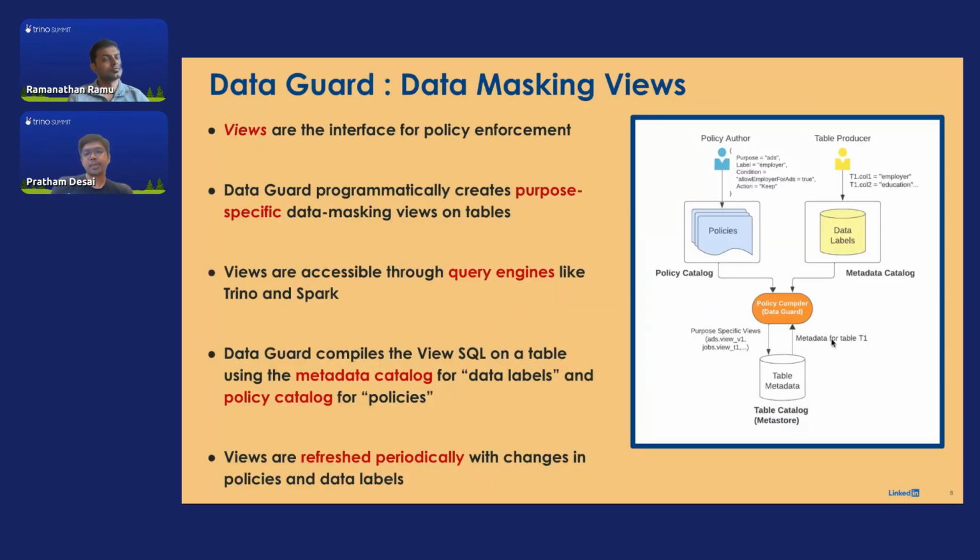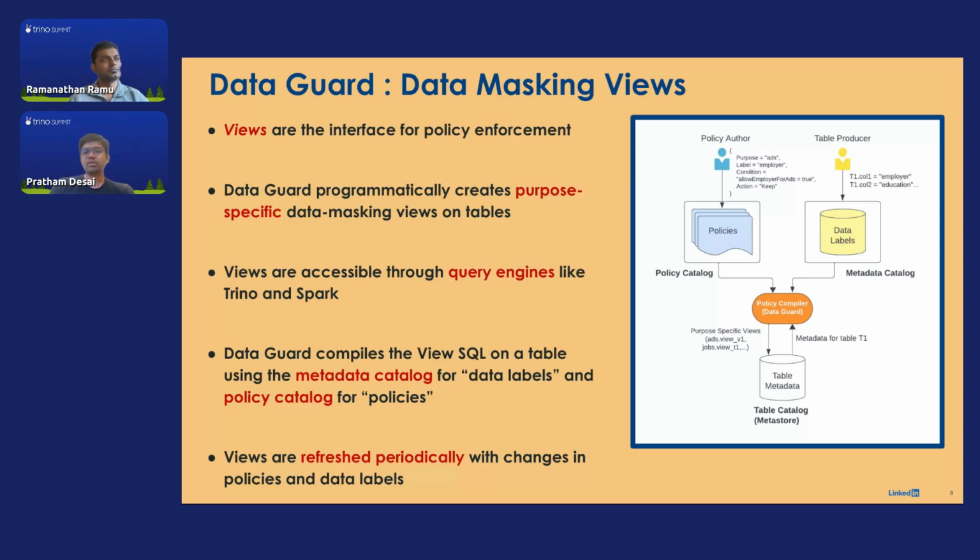So essentially, DataGuard uses the interface of data masking views for policy enforcement. Behind the scenes, it creates purpose-specific data masking views on tables, and then they can be accessed through query engines like Trino and Spark, or something else that supports views. Now, on the right-hand side in the figure, you can see the two important components on the top. One is the policy catalog, and the second one is the metadata catalog.